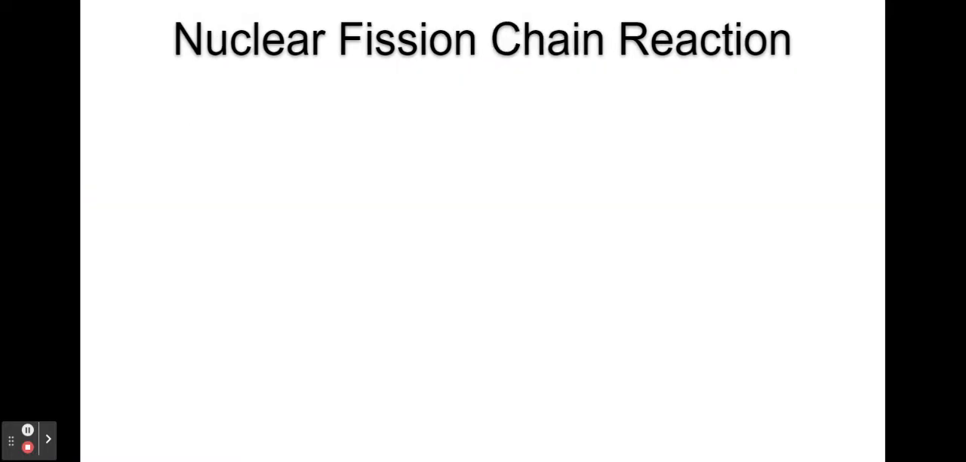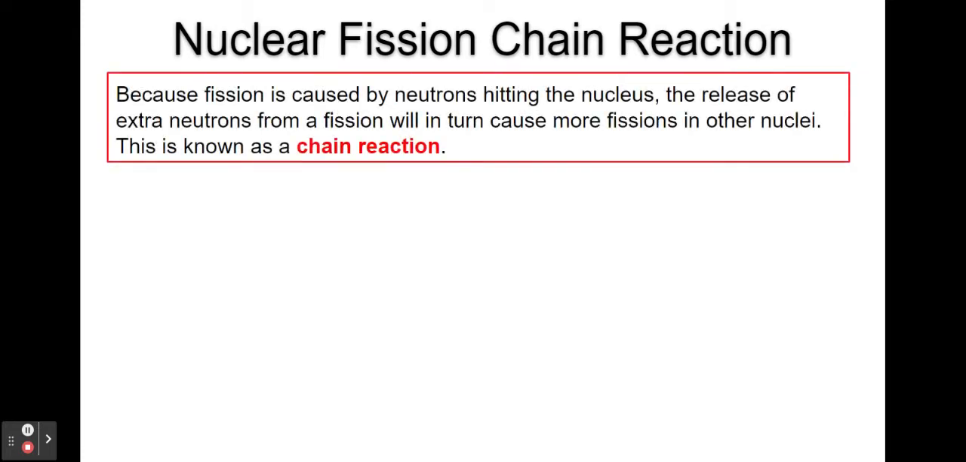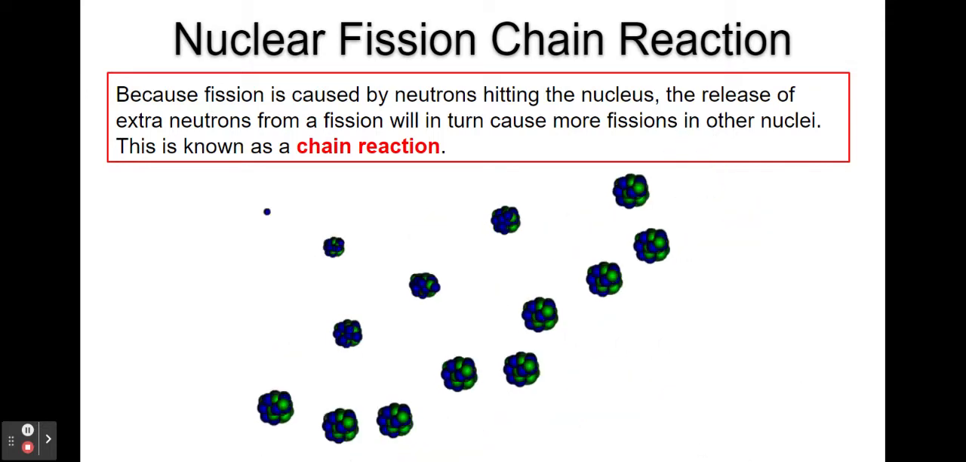Now, that reaction can self-sustain itself in what's called a nuclear chain reaction. So, the first neutron that comes in creates one nucleus which splits and releases neutrons. These neutrons can then go on to create further fissions with other nuclei. That's known as a chain reaction.